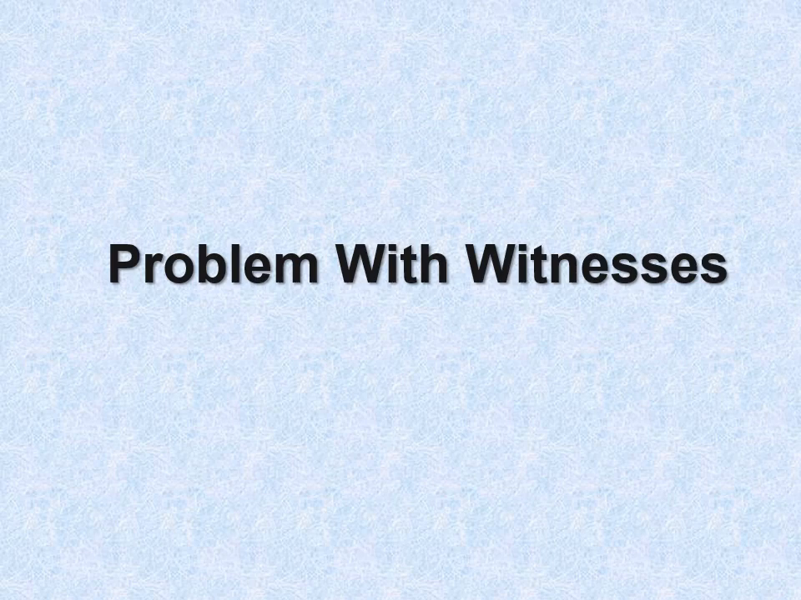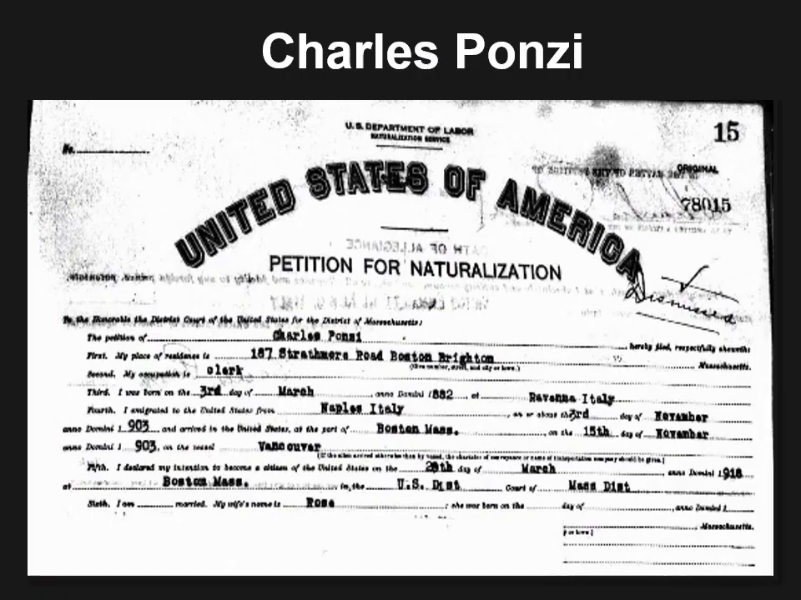I have a favorite story about witnesses I want to share with you. And here is the petition for naturalization for one Charles Ponzi, the infamous Ponzi. He didn't invent the Ponzi scheme, but it's really named after him. And so he had a life of crime. And he was an immigrant. He came in, he tried to petition for naturalization. He went through the process, and he got to naturalization.